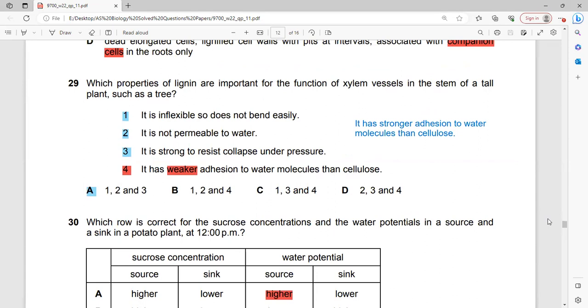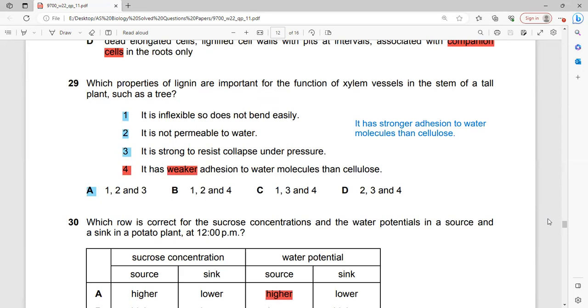Which property of the lignin is important for the function of the xylem vessel in the stem of a tall plant, such as a tree? Now, this lignin is providing adhesive property with the water. So that's why it is inflexible, so it does not bend easily. So the xylem has two functions. One, transport of water and minerals, and second is to provide support to the plant stem.